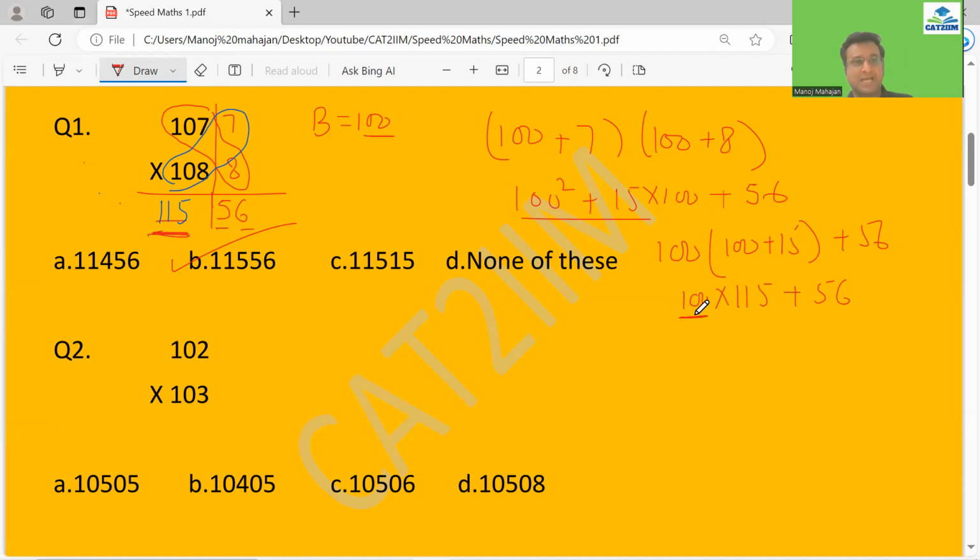So the first problem is done. Let's quickly come to the second problem, and I have covered all varieties of problems. So if you watch this video till the end, the multiplication method would be completely clear to you.